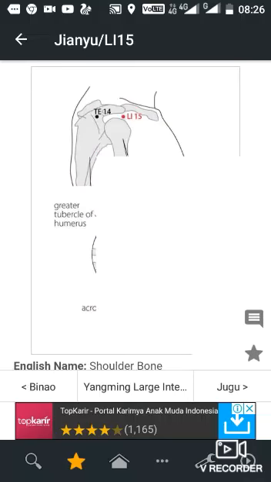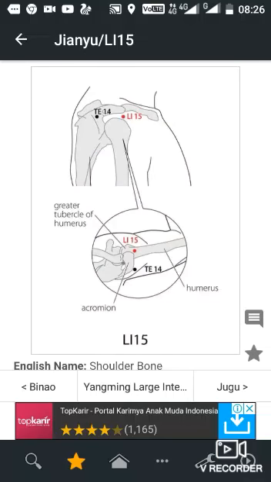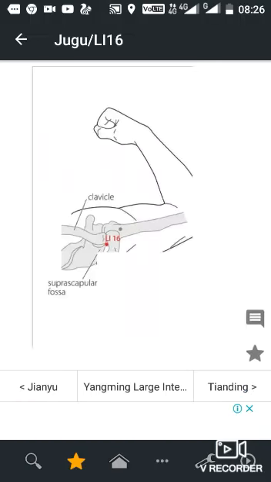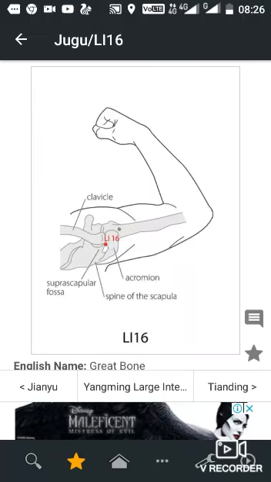Large Intestine 15, location: directly below the anterior border of the acromion, where a depression forms when the arm is fully abducted. Large Intestine 16, location: upper aspect of the shoulder, in the depression medial to the acromial process and between the lateral extremity of the clavicle and the upper part of the spine of the scapula.